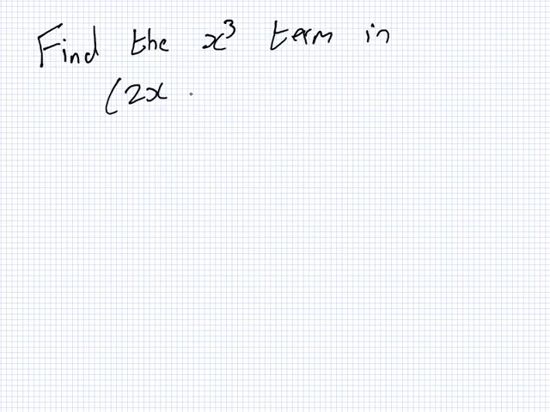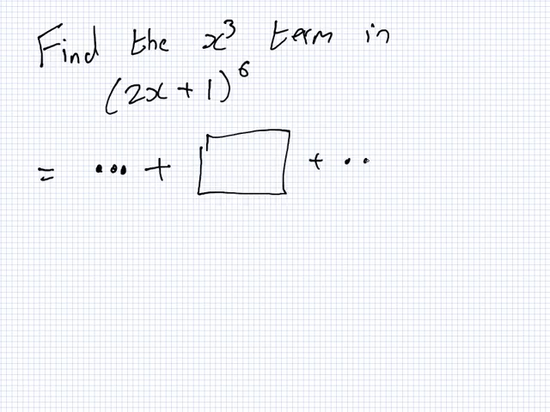What's nice about this method is that you could actually find any term in the expansion. So if I said find the x cubed term in, let's say, (2x + 1) to the power 6, you could jump straight to the answer using this method. Watch carefully. We know that it has so many terms at the start, plus what we want, plus more terms. I just want the x cubed part. Okay.